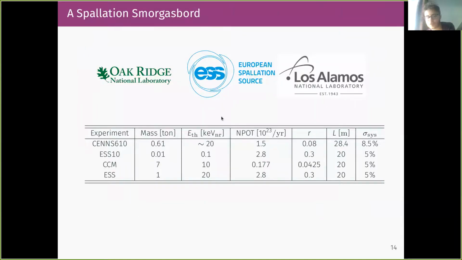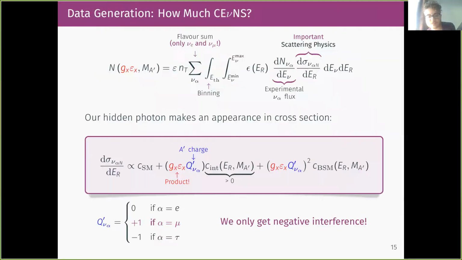And there's a sort of smorgasbord of different spallation experiments that have been projected. I'm not going to go into all of them really, but this is a sort of at a glance view of the experiments that we can look at when we do this. And there are all these different places: Oak Ridge, the European Spallation Source, and the Los Alamos National Lab here. And they differ with all of their configurations, but they're all measuring CEvNS.